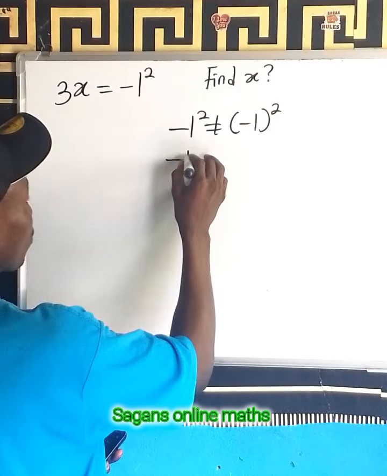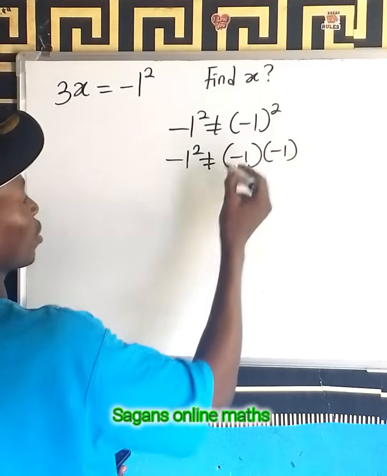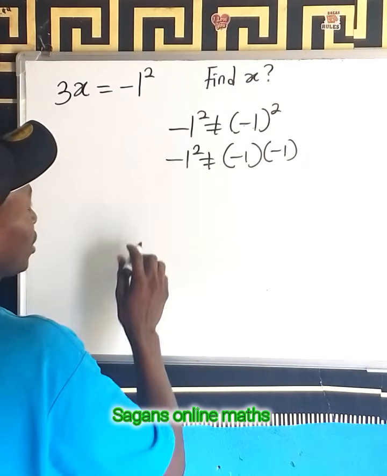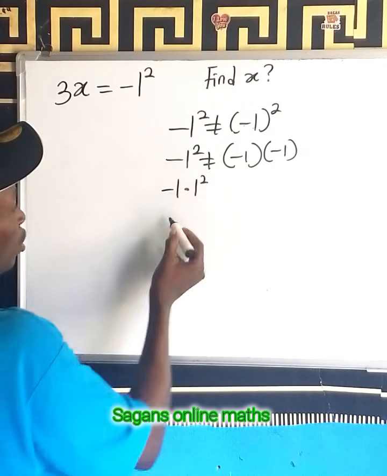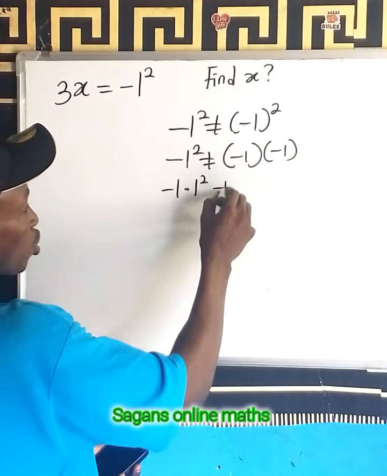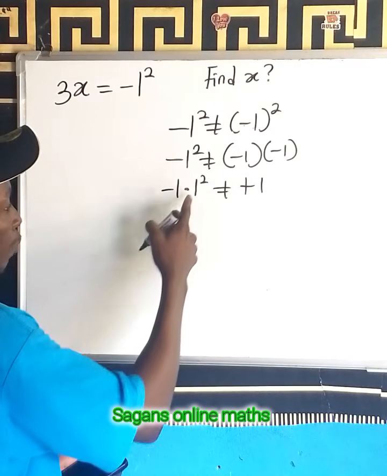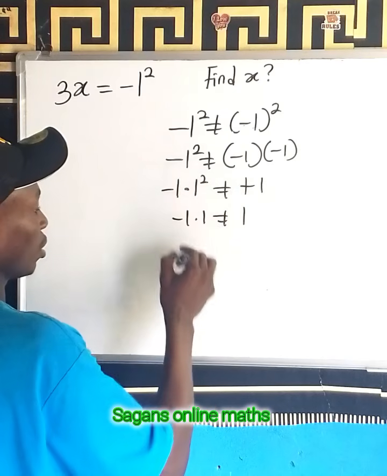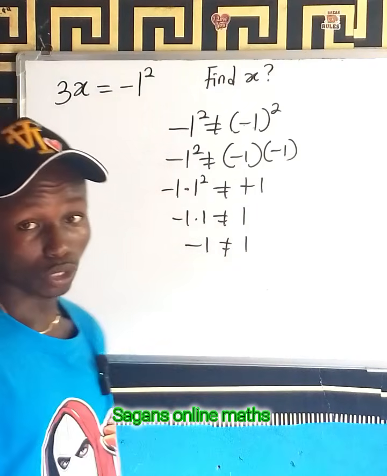So minus 1 to the power of 2 is not equal to (minus 1) multiplied by (minus 1), because (minus 1) to the power of 2 simply means the parenthesis is applied twice. Also, see that minus 1 multiplied by 1 to the power of 2 is minus 1 times 1, which is minus 1. Take note, minus 1 to the power of 2 is not equal to plus 1, because (minus 1) times (minus 1) is plus 1, and 1 to the power of 2 is 1. So minus 1 times 1 is not equal to 1. If you can understand this, then you can solve this question.